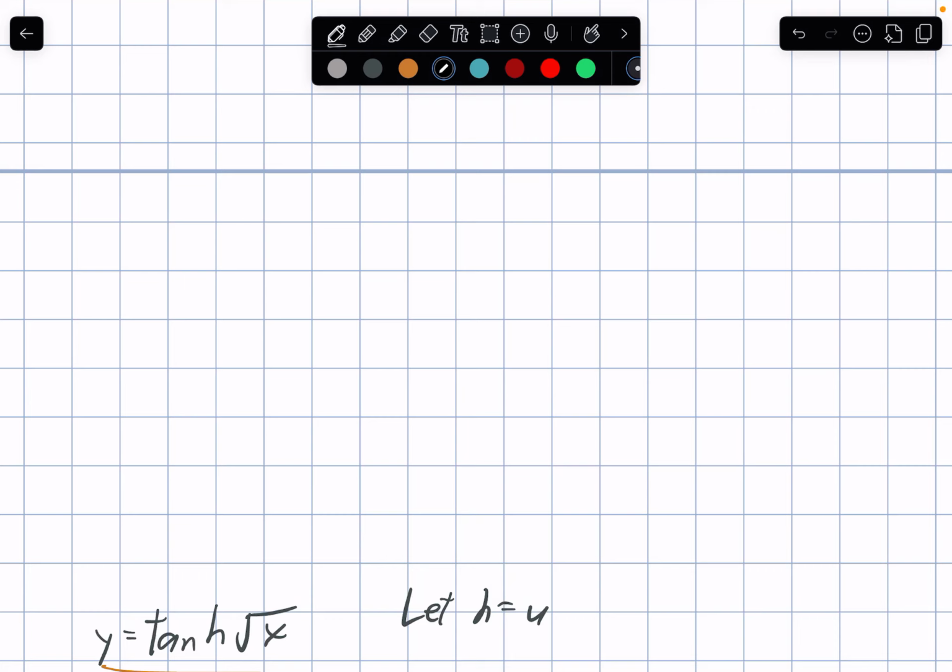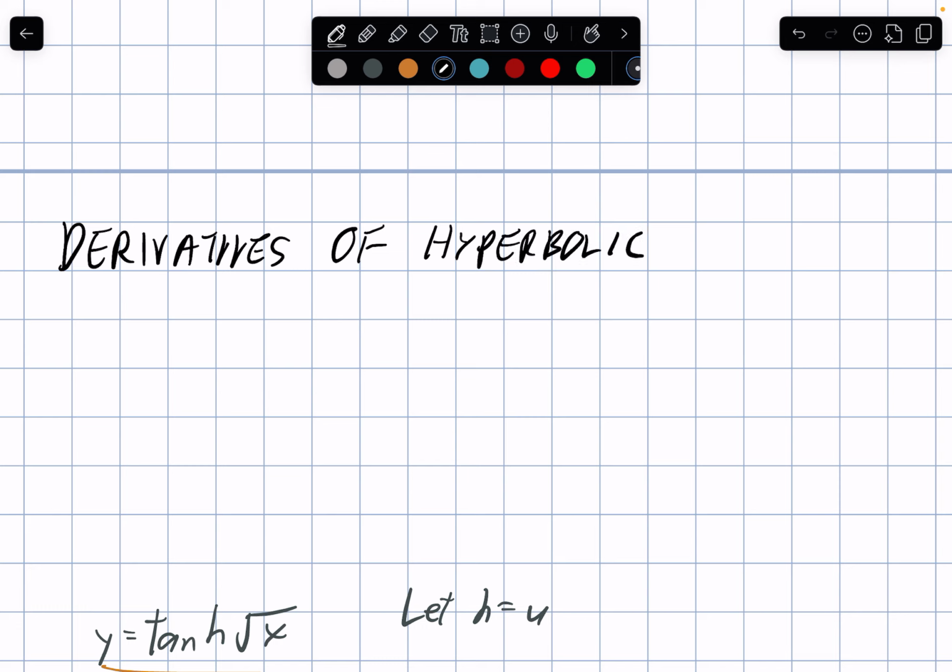Okay, now let's have a rundown on the derivatives of hyperbolic functions. You don't really have to know this, but we have sinh x is equal to e raised to x minus e raised to negative x over 2.